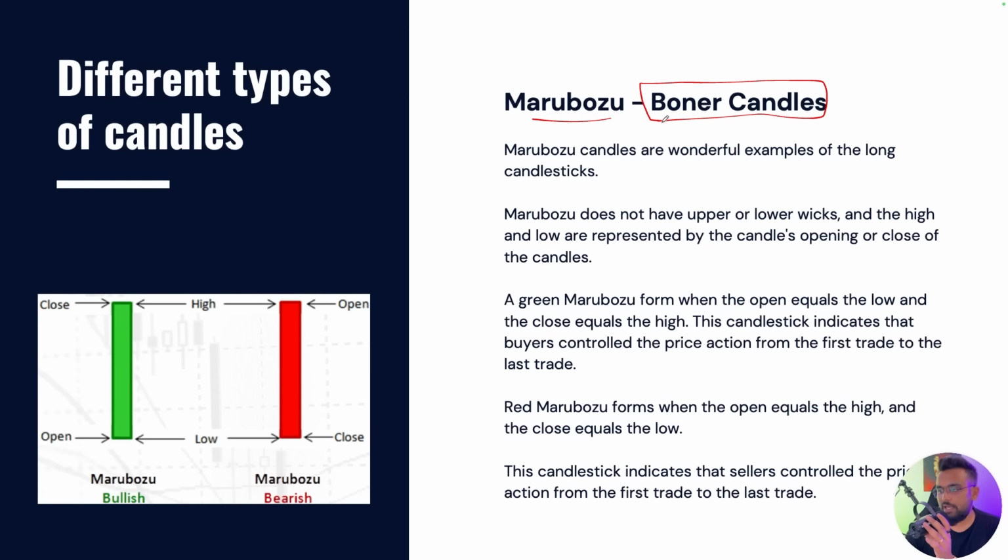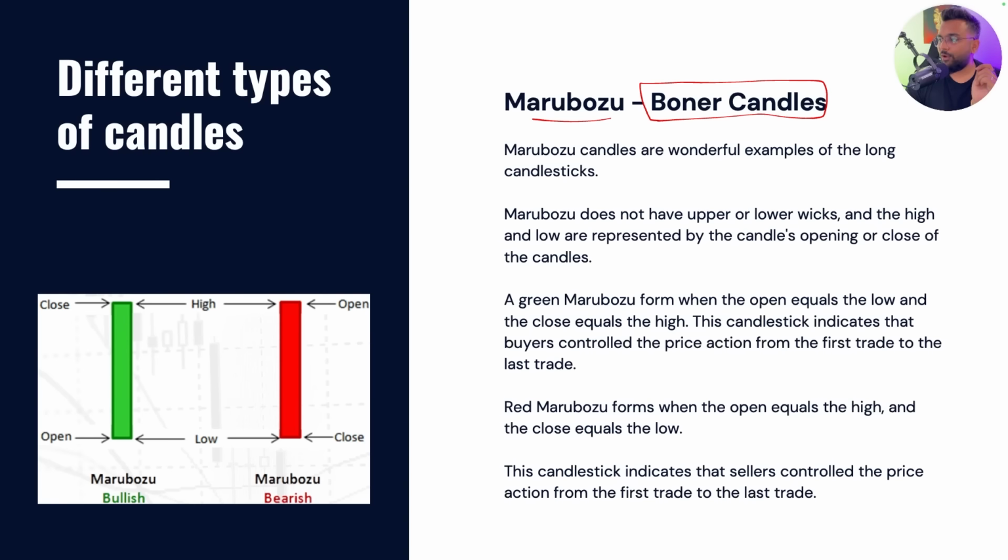Whatever you're thinking right now, I call them boner candles because it's just a long candle, straight up. Marubozu candles are wonderful examples of long candlesticks. A Marubozu does not have a higher or lower wick. That means the moment it opened, they did not let any sellers make a wick. The bulls took over and made the price shoot up, straight up. There was no wick at all, and the high and low are represented by the opening or closing of the candle.